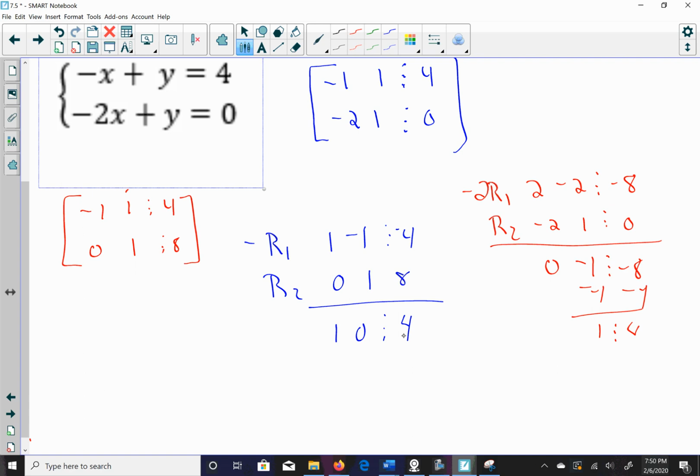So then my final matrix would have the identity on the left, so the 1, 0, 0, 1, and then on the right, after those dots, I would have 4 and 8. So my ordered pair x, y, the solution of the system would be 4, 8.